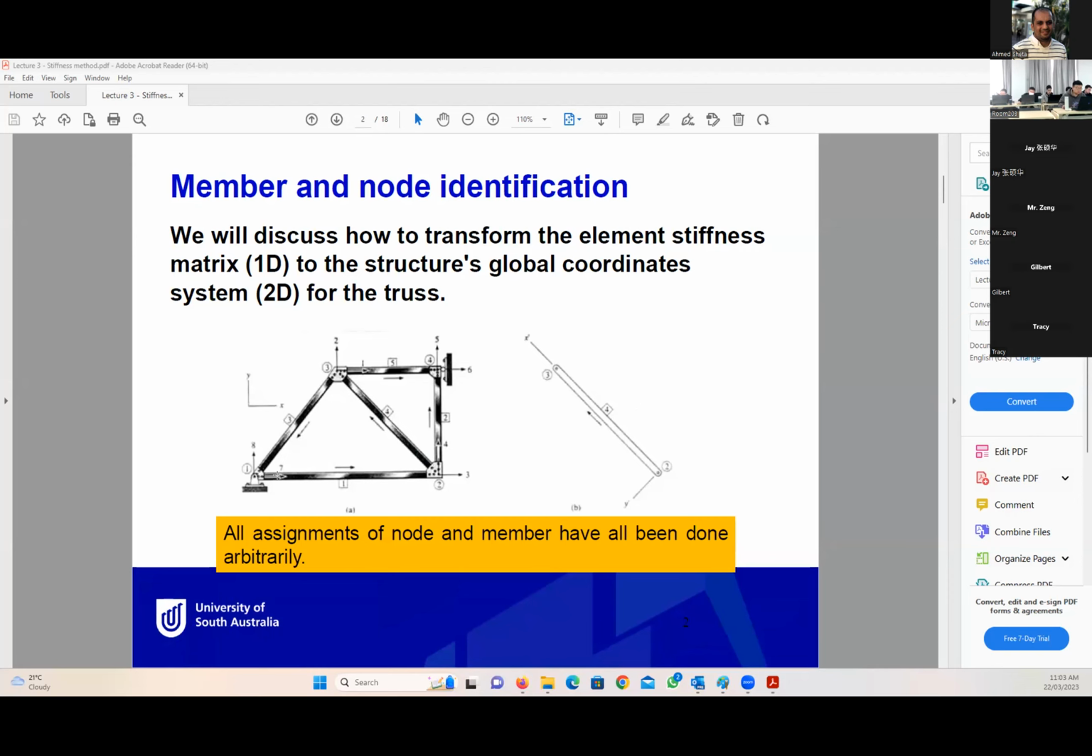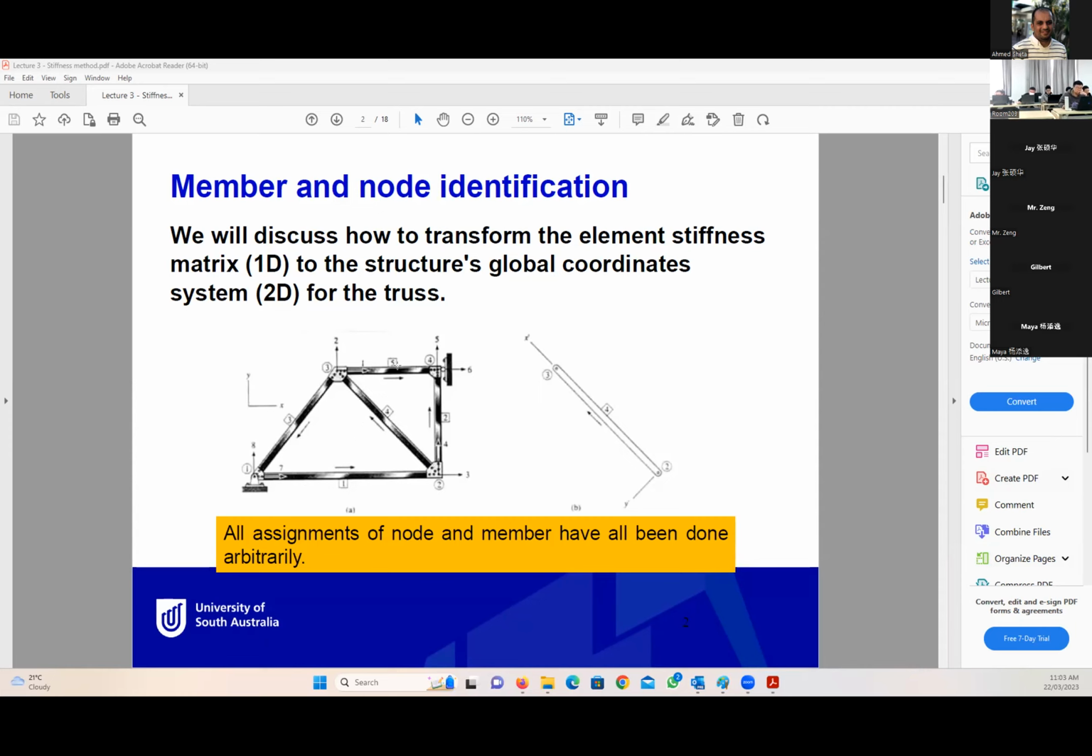So the bottom one is member 1, the vertical one to the right is member 2, the inclined one to the left is member 3, the inclined one in the middle is member 4, and the top one is member 5. And you can also see the numbering of nodes, in circles: 1, 2, 3, 4. So this truss consists of 4 nodes and 5 members.